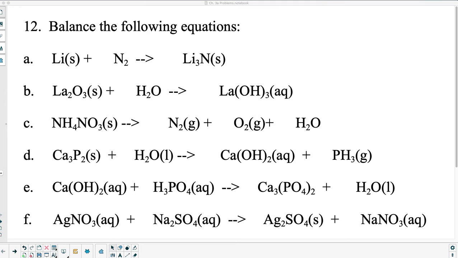Hey class, this is 3A problem set, numbers 12, 14, and 20 for the first part of this. So 3A problem set, numbers 12, 14, and 20. So let's take a look.